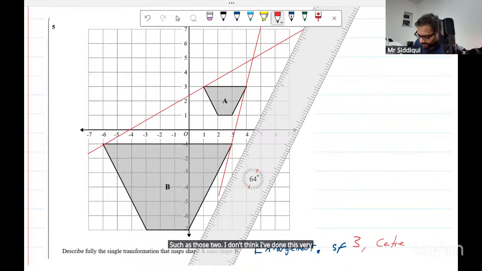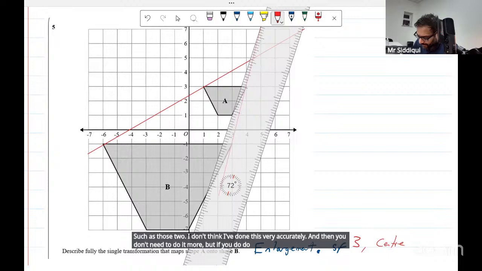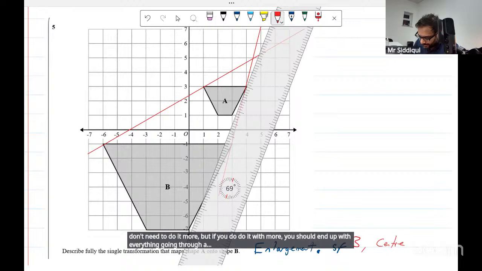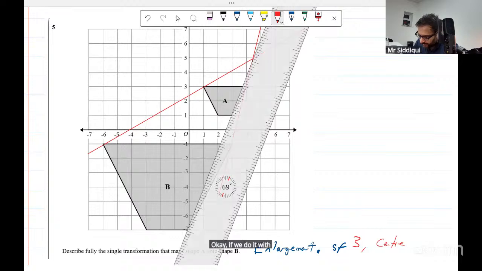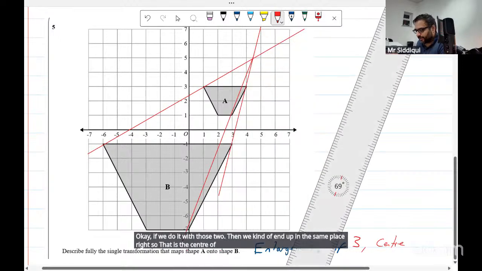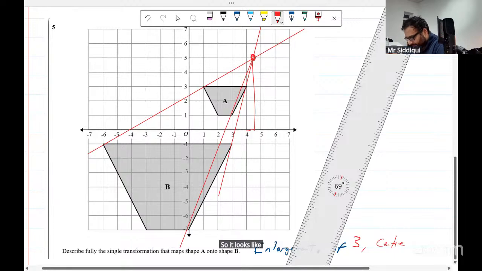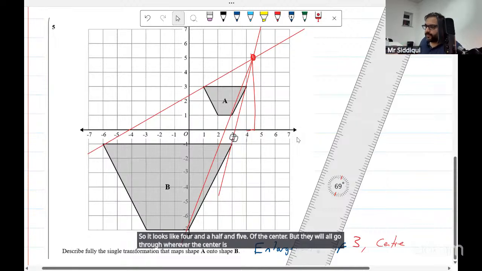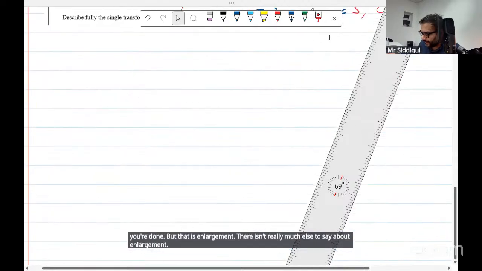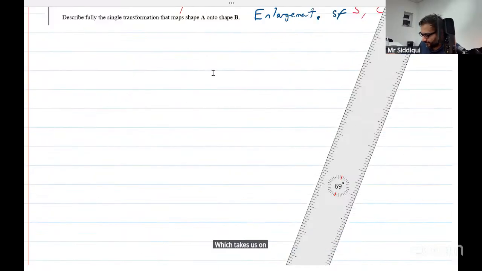And then you don't need to do it with more, but if you do it with more, you should end up with everything going through a point that is broadly the same. Okay, if we do it with those two, then we kind of end up in the same place, right? So that is the center of enlargement. You need to say what these coordinates are. So it looks like 4.5 and 5 as the center, but they will all go through to wherever the center is. So you just need to do it with two of them, and then you're done. But that is enlargement. There isn't really much else to say about enlargement.